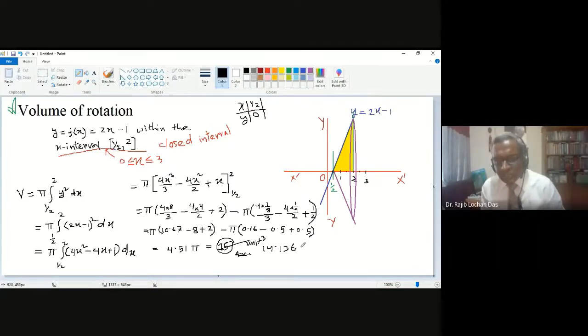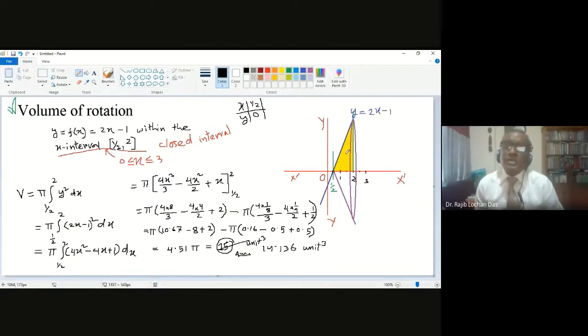Okay, so 14.136. This is the answer, and you will write unit cube. So that will be the answer. It is called the volume. If I ask you what volume, volume of which thing? You will say the shape of the area. Actually the yellow part is the area, what we already did in the last class. If you find the area, the yellow area will come.